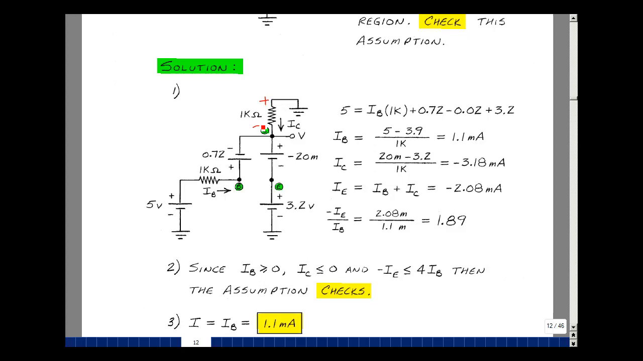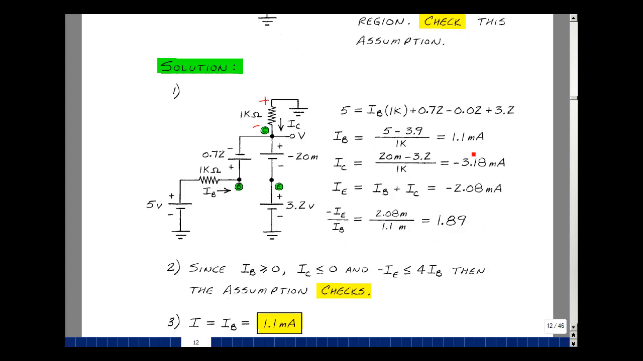Collector current is the current in this resistor, and that's going to be the voltage across here divided by 1K. So what's this node voltage here? Well, it's 0, and then we take minus this node voltage, so a minus 20 millivolts, and then minus 3.2 volts divided by 1K, and that's minus 3.18 milliamps. The emitter current is the collector current plus the base current. Add these two up, I get a minus 2.08 milliamps. And now the ratio of minus I sub E to I sub B, change the sign on this to 2.08 milli, and then I sub B was 1.1 milli, we get 1.89.